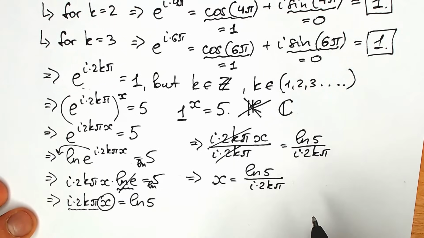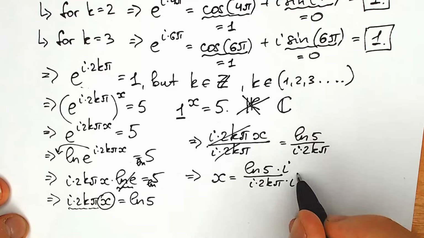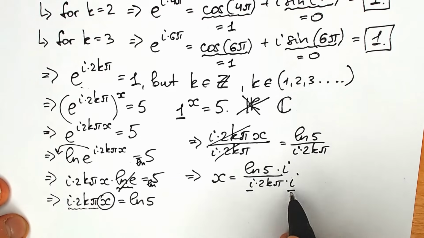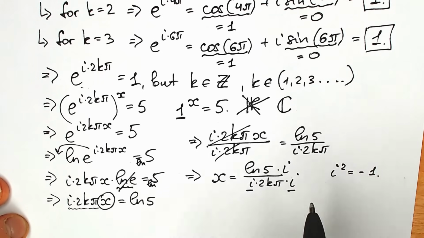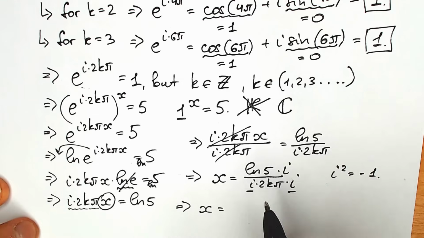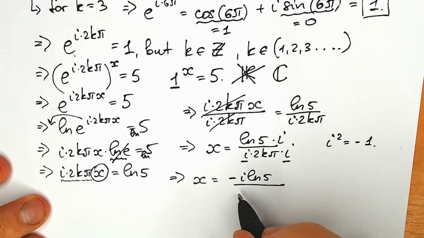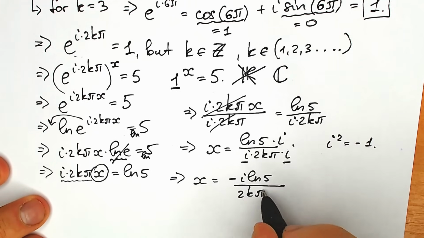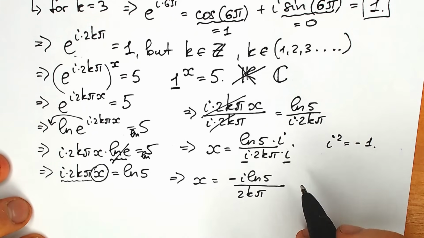And we can easily simplify this a little bit real quick, because we can multiply both sides by i, and as a result we have i square in our denominator, and then i square equal to minus 1. So our sign of this x will be negative. So x equal to, we can write it as minus i natural log 5 over 2kπ. This is our answer to this question.